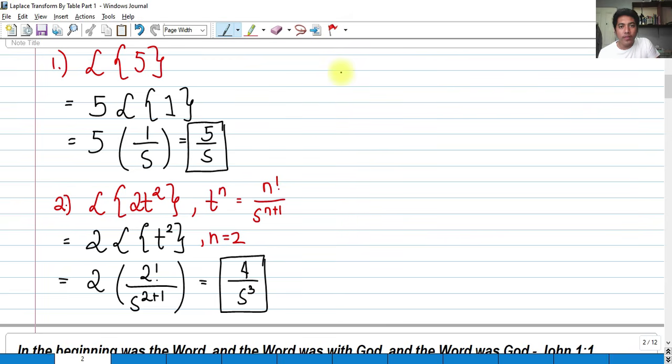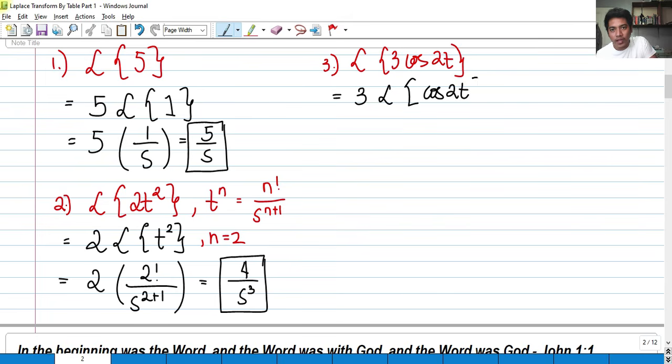So let's proceed now with number 3. By the way, I have at least 10 examples here. For number 3, we have to find the Laplace transform of 3 cosine 2t. Again, we can factor out the 3 outside of the Laplace transform so that we can go back to our table wherein we have the Laplace transform of cosine.